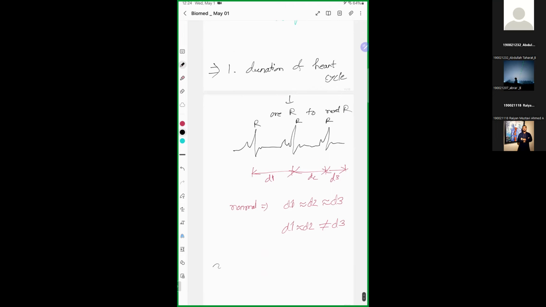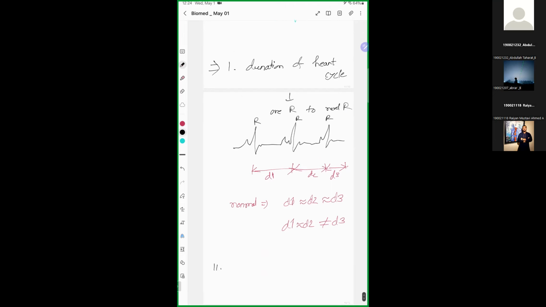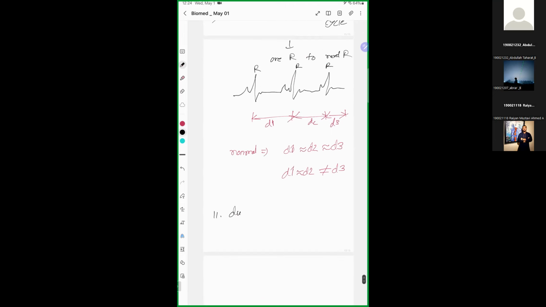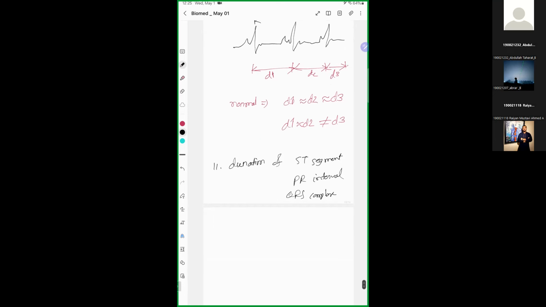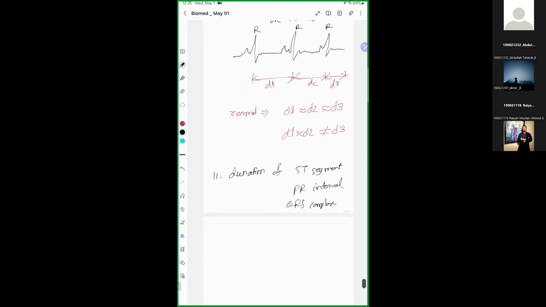Number two, duration. Just as I mentioned before, like the ST segment, then the PR interval, then the QRS complex. What is the duration of these things? Each one corresponds to a particular issue. If the QRS complex is broader, that corresponds to one issue. There are like 20 or 25 different abnormalities, so we'll see a few of them. Also, the duration of these things or separation.